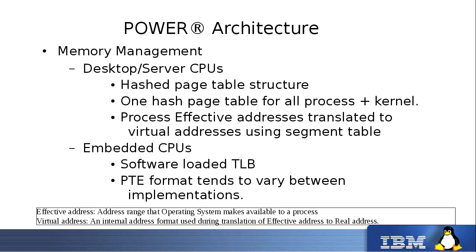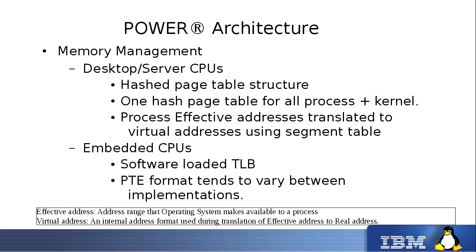Now looking at Power architecture, this talk is going to be about memory management, so we want to delve into the architecture with memory management as the focus. There are two types of CPUs under the Power umbrella: we can classify them as desktop and server CPUs, and the embedded CPUs. We will be looking at desktop and server CPUs in this session and not at the challenges with respect to embedded CPUs, which is a completely different talk altogether. In the desktop and server CPU case, with respect to the memory management subsystem or the translation model, we essentially have a hashed page table structure.